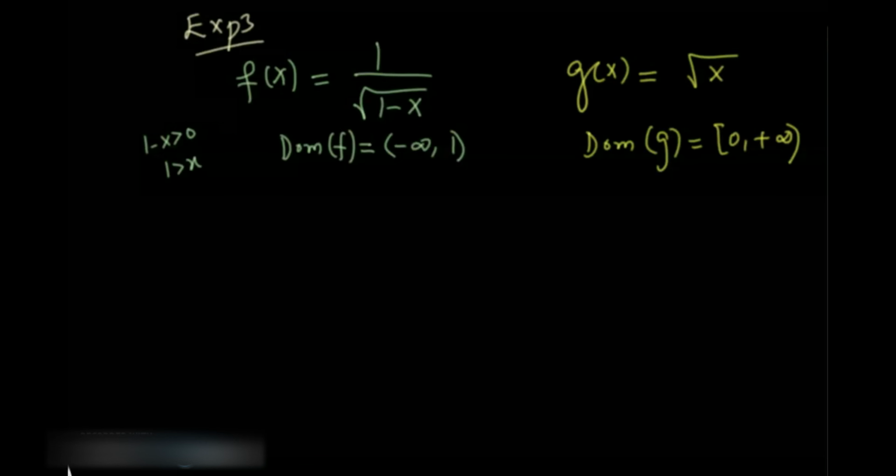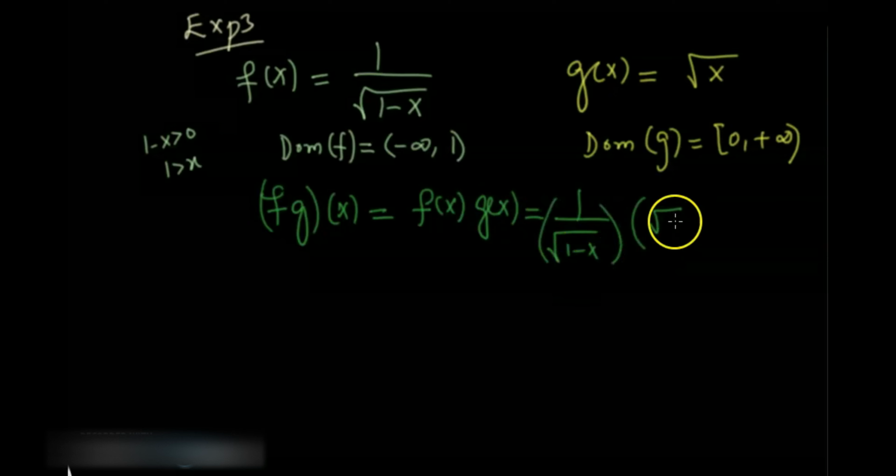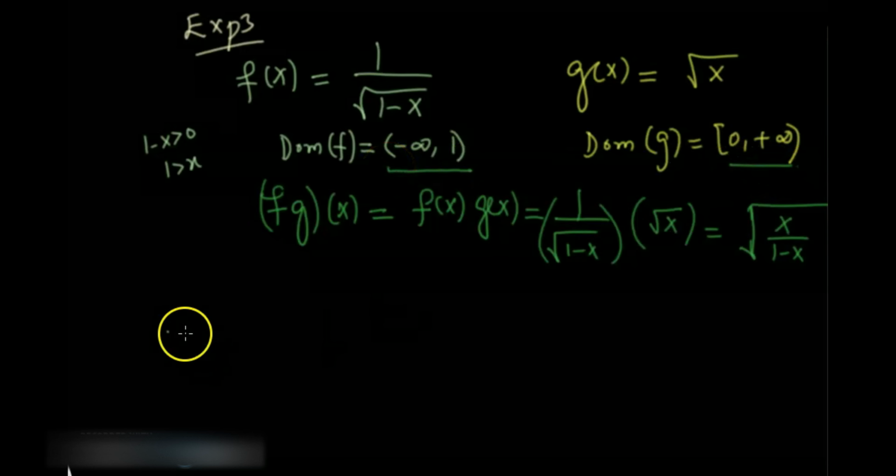Now we're going to talk about what is going to be the domain of their product. First, let's define their product fg. So it simply means you multiply f of x and g of x, which is 1 over 1 minus x times the square root x, which is going to be the square root of x over 1 minus x. Now what is going to be the domain of this function? It's not very difficult. It's going to be just the intersection of these two parts. So let's take their intersection.